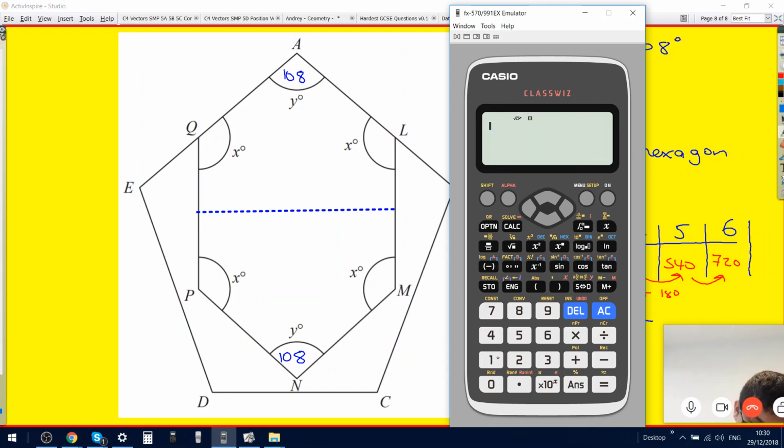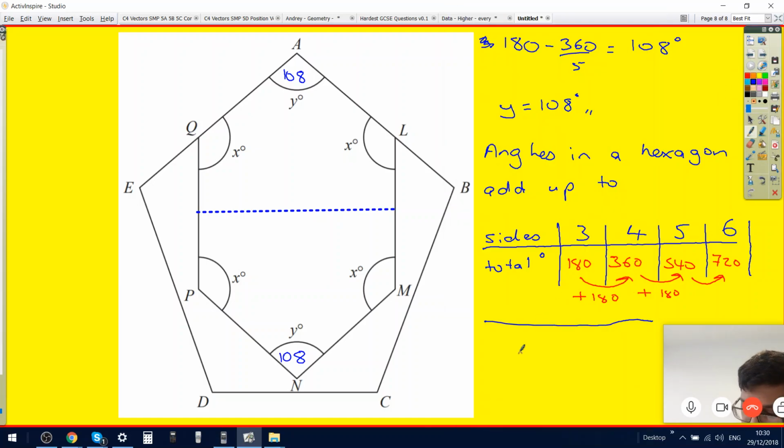So it's 720, which is the total of the 6-sided one, minus 108, minus 108. And then we're left with those 1, 2, 3, 4 x's. So divide that by 4. I got 126. What was your answer?